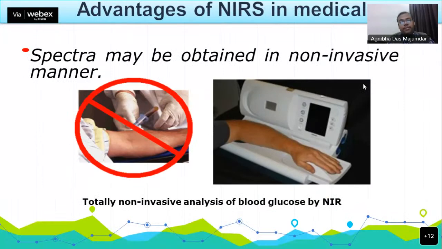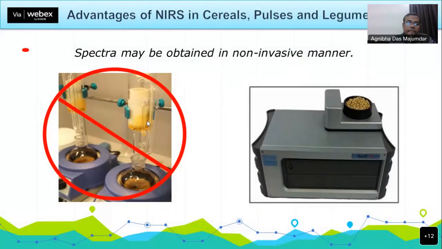Now, coming to the advantages of near infrared spectroscopy in the medical field, we cannot analyze the glucose content or blood sugar easily through traditional techniques. With the NIR portable spectrometer, we can have an idea of the glucose present in our blood within a fraction of a second.